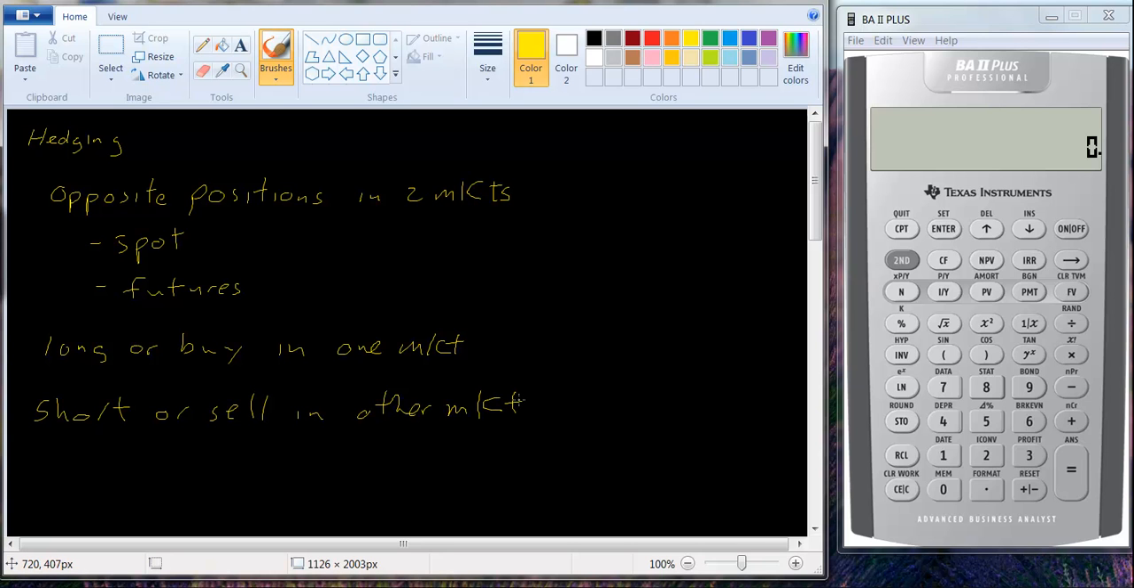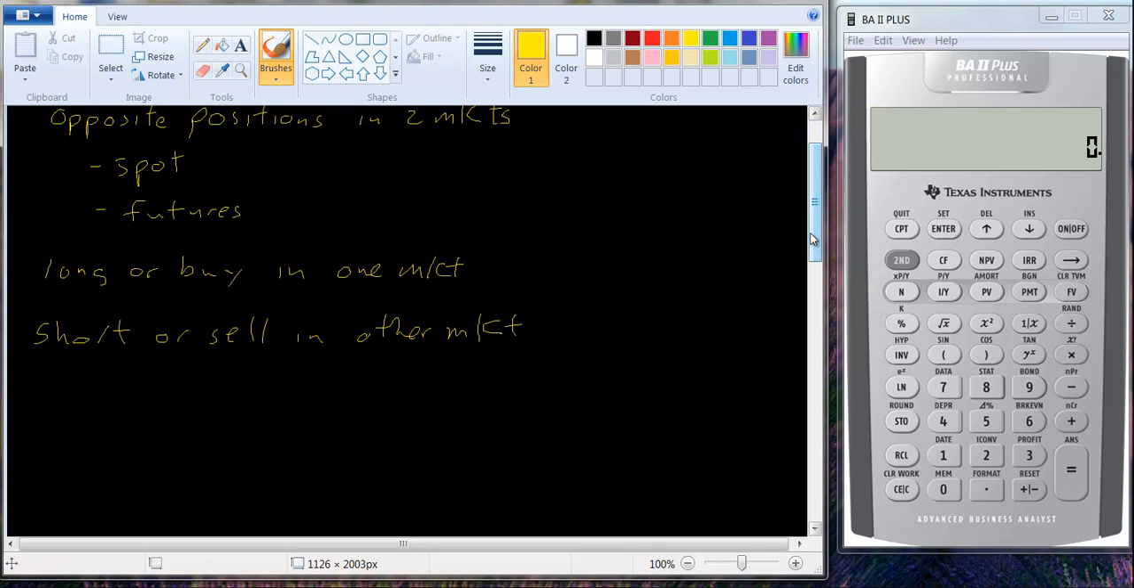And this way, when the price goes up, you'll be making money in your long position, you'll be losing money in your short position, okay? And vice versa. So if you happen to have a position where you own the commodity, you have a long position, you've already bought it, you take a short position in the futures market. So if price goes down, you'll lose money in this position, but you'll make money in the futures market. And that's the basic idea of hedging.